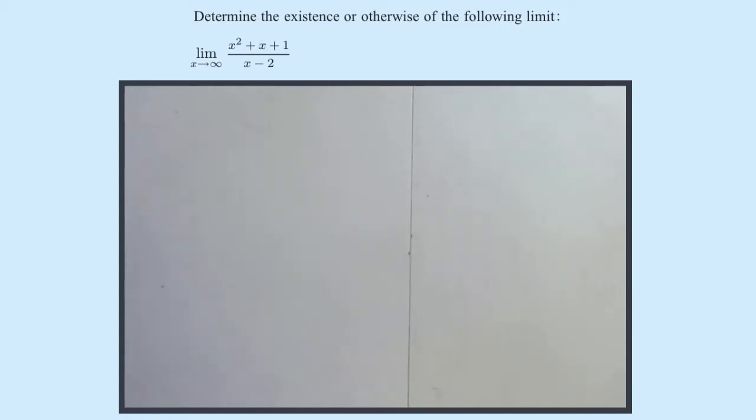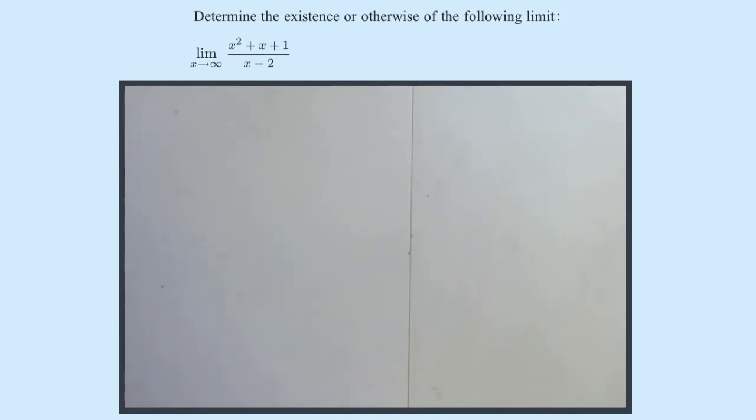Determine the existence or otherwise of the following limit. It is the limit as x approaches infinity of (x squared plus x plus 1) over (x minus 2). You could have a cursory glance and see if you can factorize the top, and then say x minus 2 was one of those factors. You might be able to turn it into a linear function with a hole in it. In this case, that top's not going to factorize.